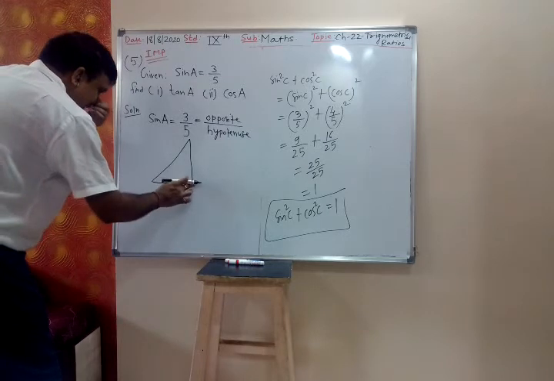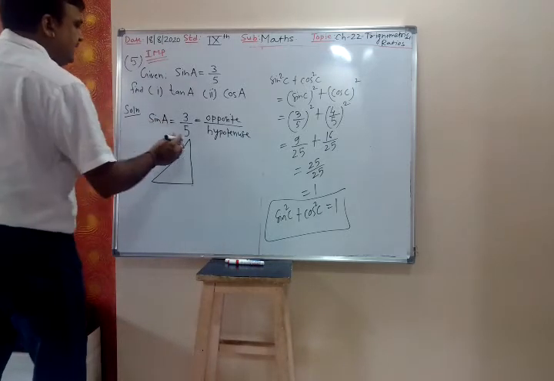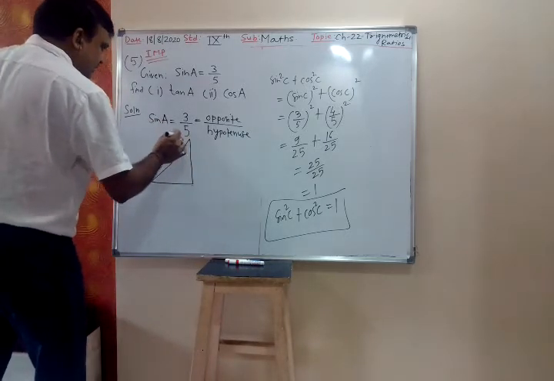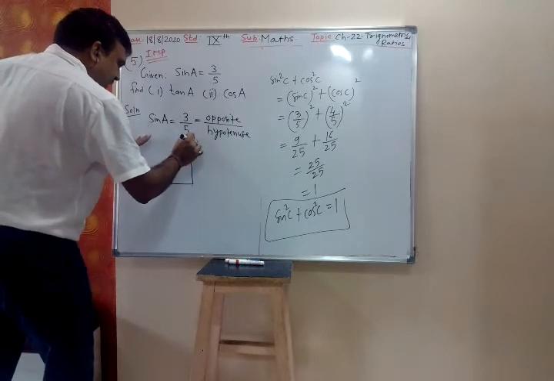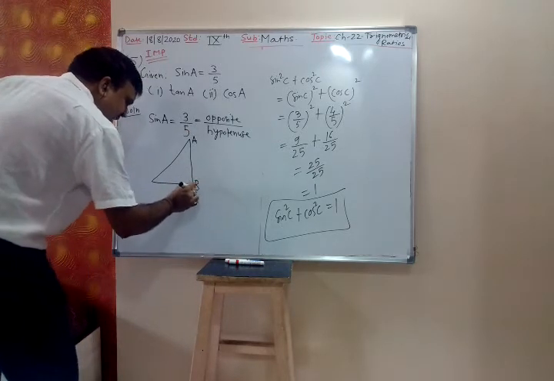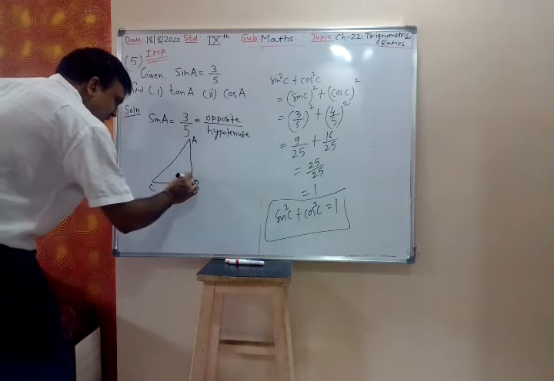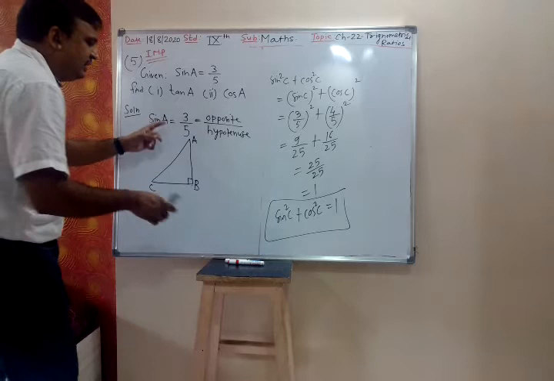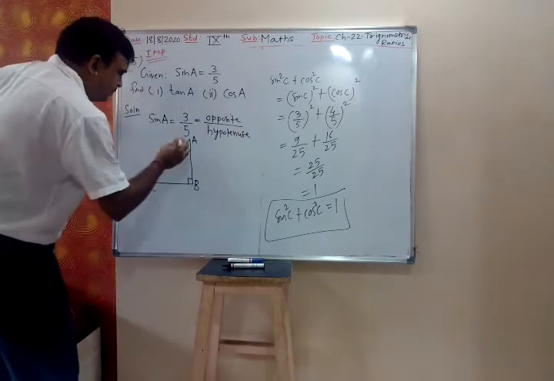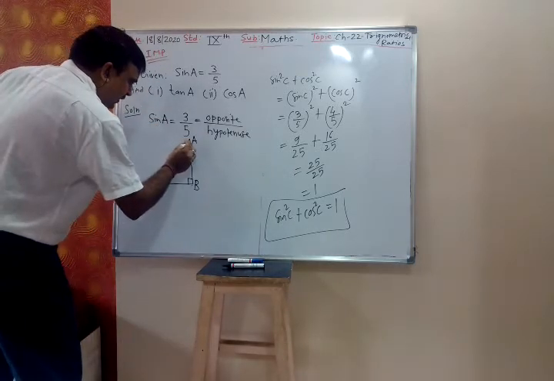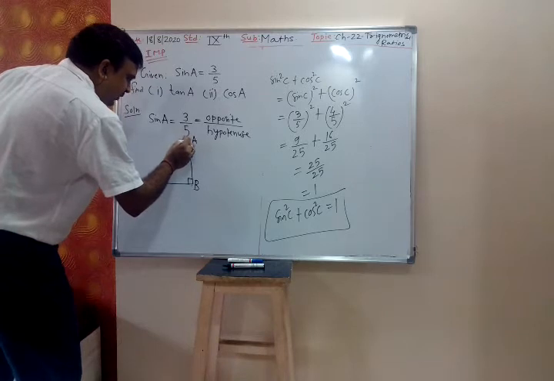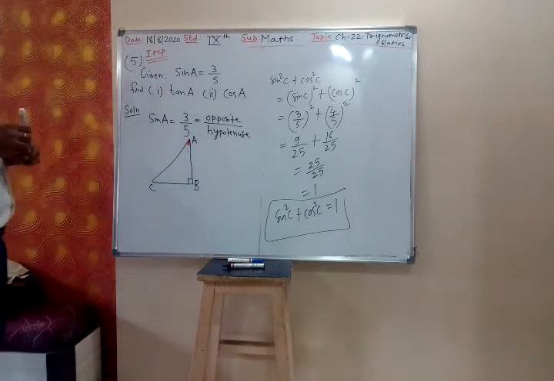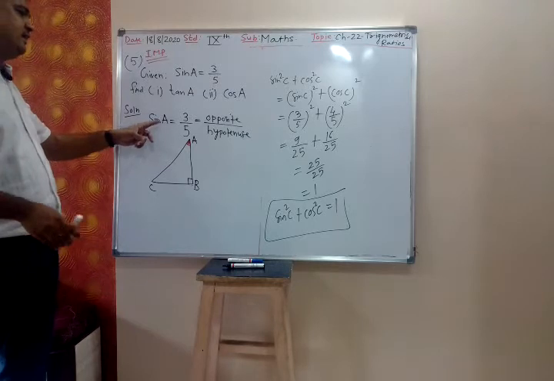Now A is my reference angle. So this is my A, this is B, and this is C. Now B will be 90 degree. A is reference angle, means A will be an acute angle, because A is my reference angle.